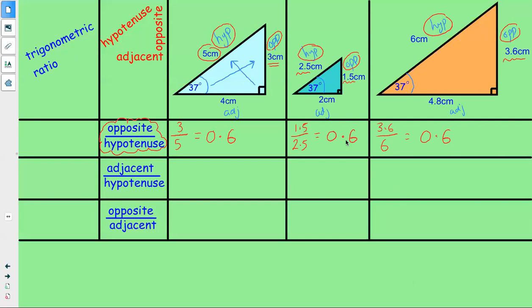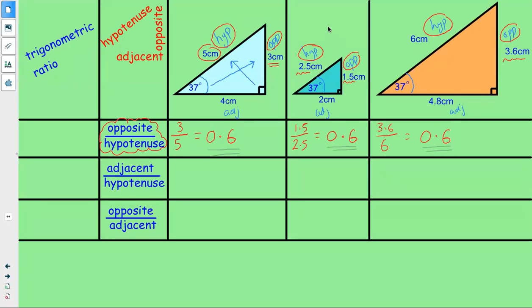Every single answer here is 0.6. So I can tell you that for every single right angle triangle that has an angle of 37 in it, like the angle in my example, no matter how big or small it is, if that angle is 37, if I divide the opposite side by the hypotenuse, the answer will always, always, always be 0.6. So they're in proportion to each other, and it will always be 0.6.